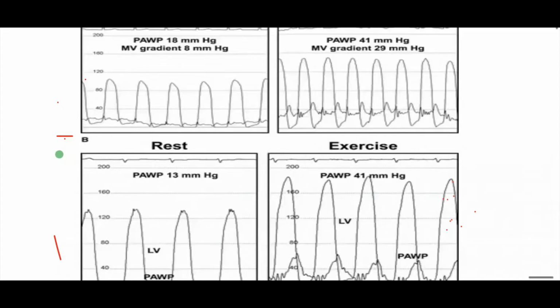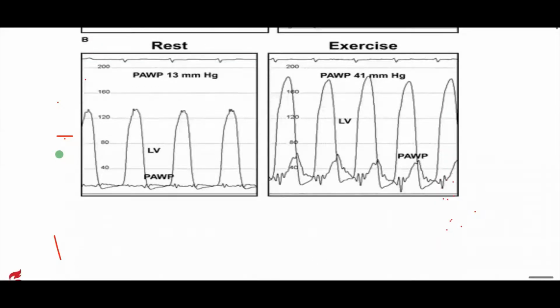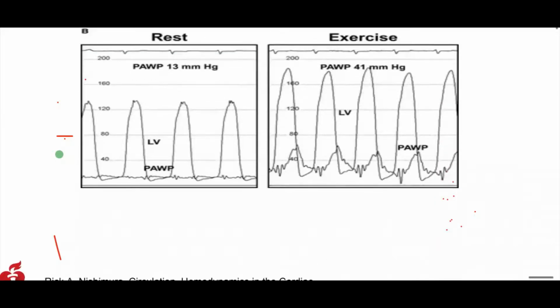Right. Let's see the other patient at rest and at exercise. At rest, you see that the wedge is normal. At exercise, it's 13, which might be a bit high, but I would say normal. But at exercise, it's 41. What is the problem in this patient?